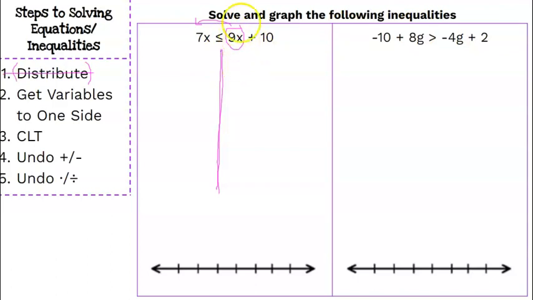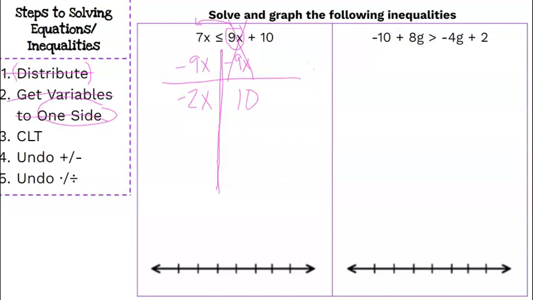So with this 9x, we have to figure out how to make 9 become 0. To make 9 0, we do subtraction. Or we can think, since it's a positive 9, we're going to use the opposite, which is negative. So negative 9x. If I do that on the right, I have to do that on the left. I'm going to subtract 9x from both sides. 7 take away 9 is negative 2x. 9 take away 9 is 0. And then we have 10. So now you can see all of our x's are on the left side, and we don't have any more x's on that right side, which is what we want. Get variables to one side. They're on the left. So we did step 2.